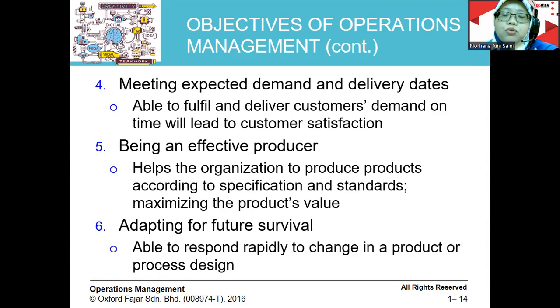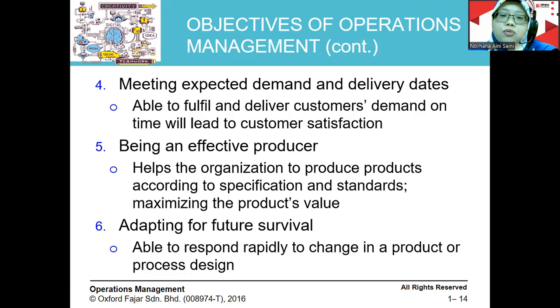Then we have meeting expected demand and the delivery date. Being able to fulfill and deliver customers' demand on time will lead to customer satisfaction. In operations management, we need to work with the timeline and the delivery date, because it depends on customers' demand. If the customers want it by today, then by today we must have the stock and the item, because it leads to customer satisfaction, which is the first activity of operations management.